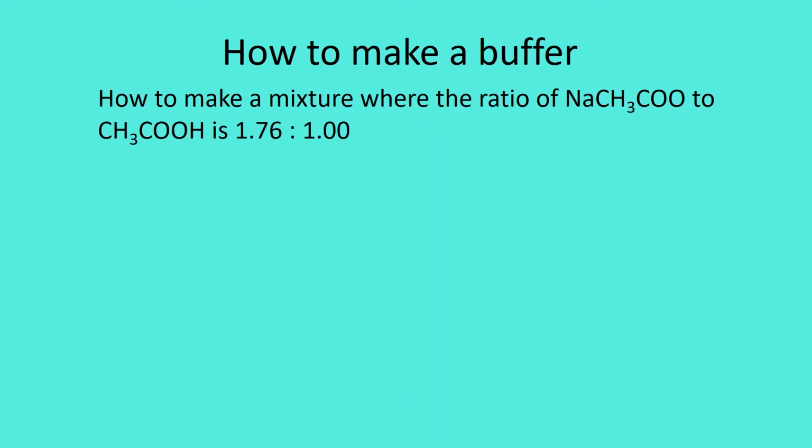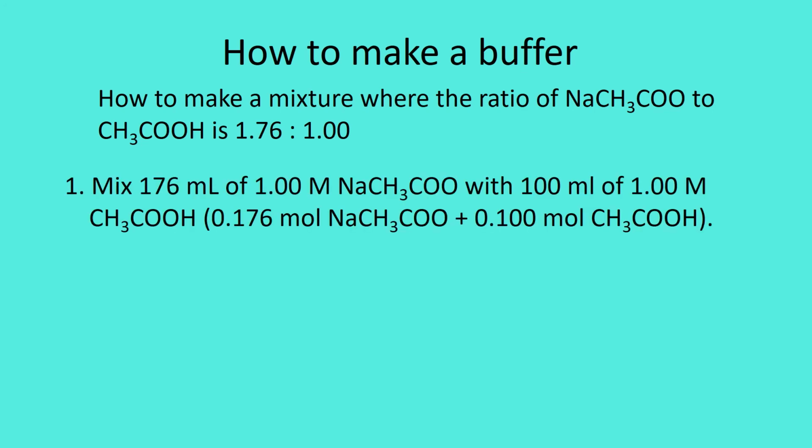Okay, now that we've calculated our ratio, we're ready to talk about how to actually make this buffer. In this case, we want to make a buffer where the ratio of sodium acetate to acetic acid is 1.76 to 1. And remember, that's the ratio both of the concentrations, but also just the mole ratio, and we don't have to worry about the volume of the solution. And as we discussed before, there are 3 possible ways of making such a mixture. The first would be to make a mixture of solutions of the weak acid and the weak base.